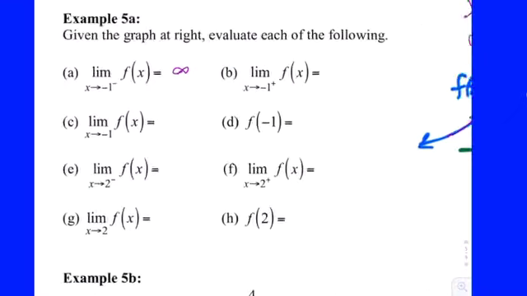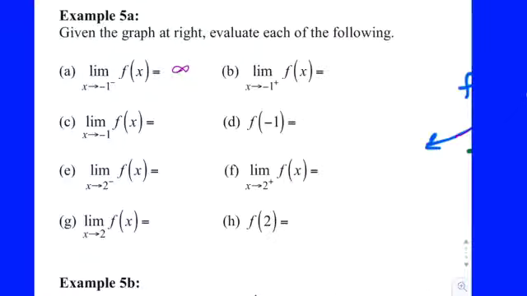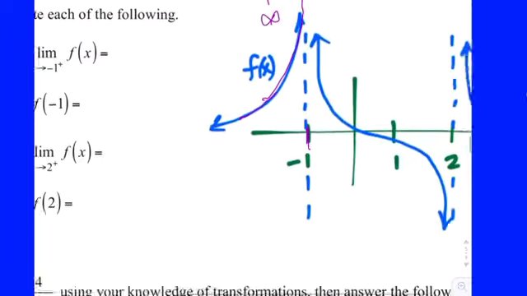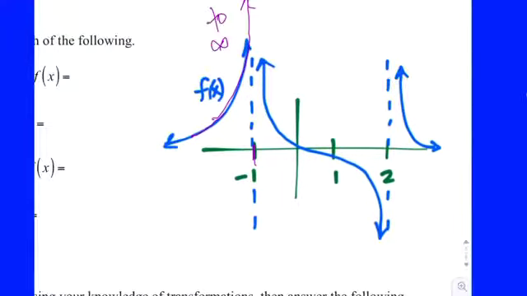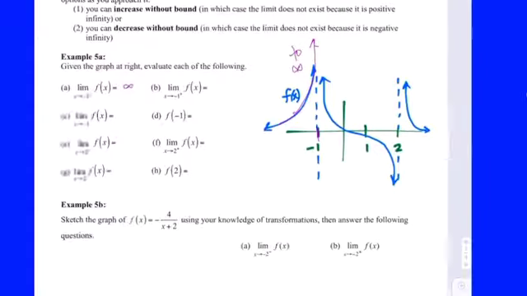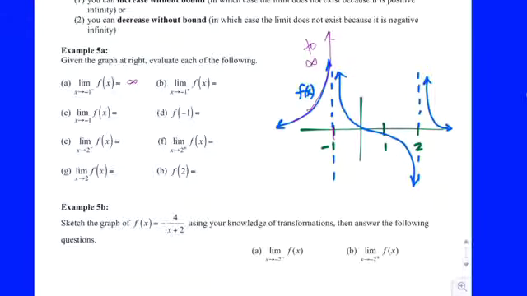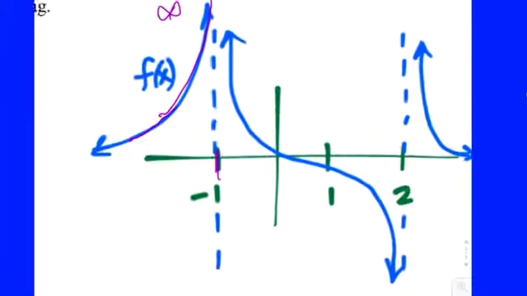All right, go ahead and finish out B through H. If you need the graph, here it is. Everybody has the iPad. That's good.